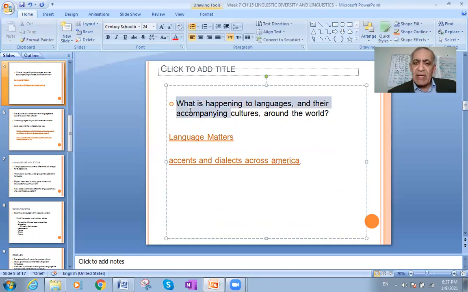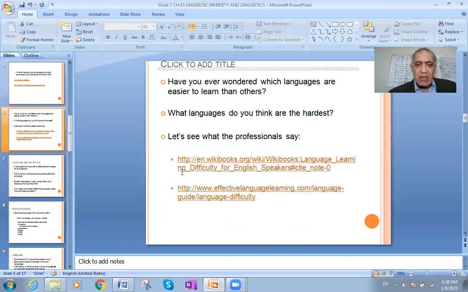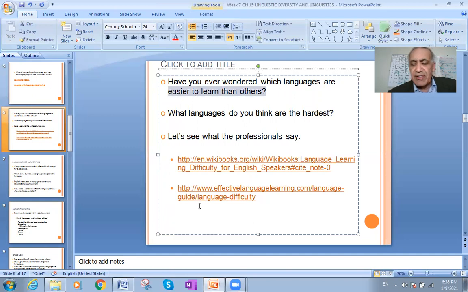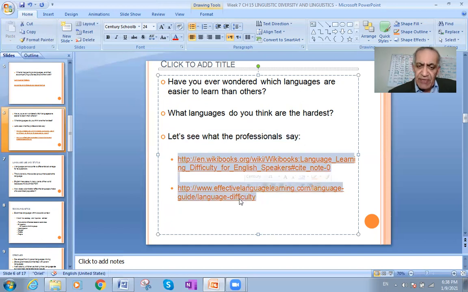What is happening to the languages and their accompanying cultures around the world? Because we say languages are bonded to culture, it's a part of the culture. So, have you ever wondered which languages are easier to learn than others? Did you ask yourself which language would be easier for you to learn? What languages do you think are the hardest? Let's see what the professionals say. Please watch those two videos.